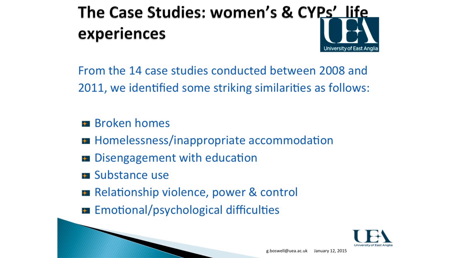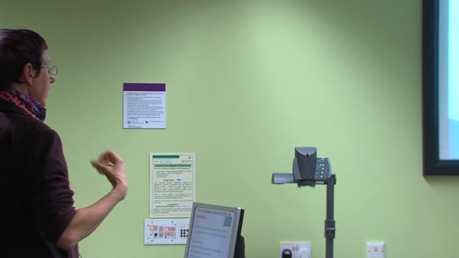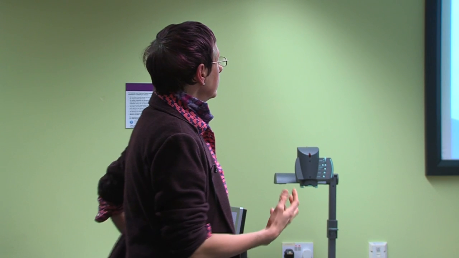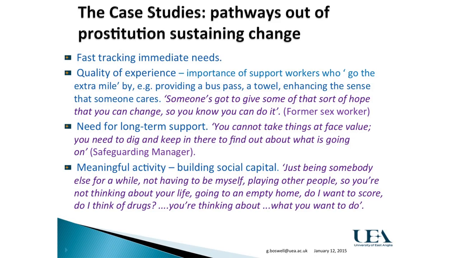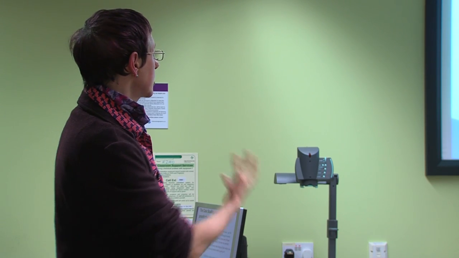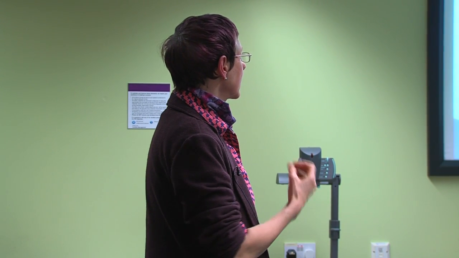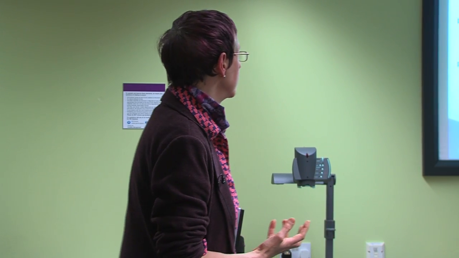So our case studies very much brought out and articulated the damages that had been done in these women's lives as they came into sex working and then as they were held in the situation that they found themselves in. To move people away from it meant needing very responsive services, fast-tracking immediate needs, high-quality experiences. The examples we were told about were the importance of support workers where people felt that they did care, that they would go the extra mile, providing a bus pass, a towel, enhancing the sense somebody cares, to get that sort of hope that you can change, so you know you can do it.